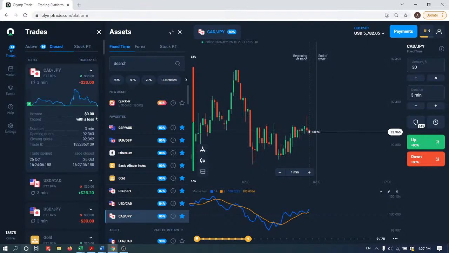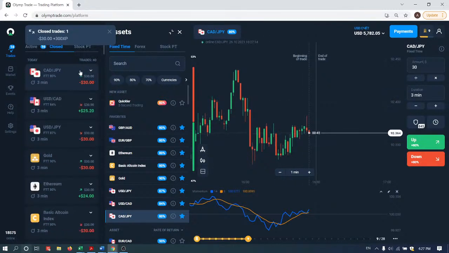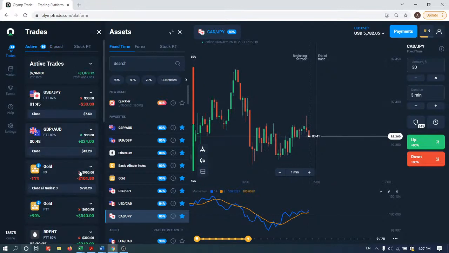Oh wow, it's still closed. Okay, I was a little bit unlucky here in the last few seconds. On the last second, that can happen, unfortunately, but that's trading.